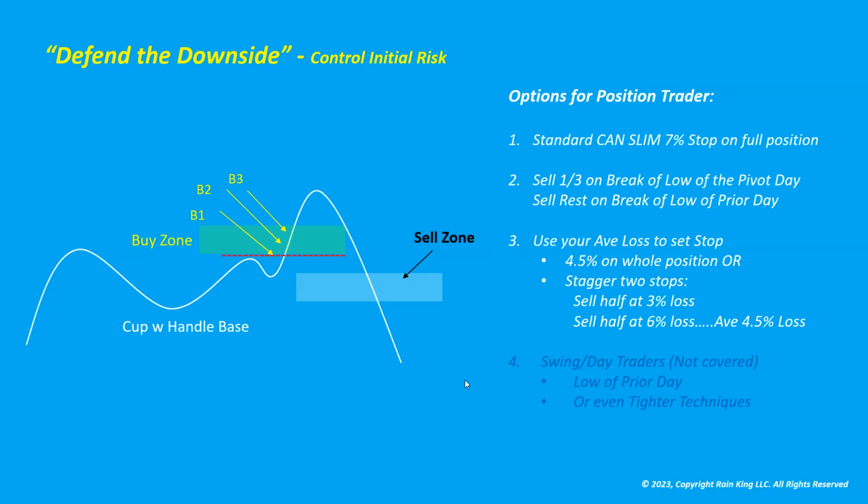The third is use your average loss to set a stop. So if you're a trader who typically experiences an average of 4 to 5% losses, you might want to make sure that your stop loss is going to be no more than 4.5%. And we can do that by staggering two stops. We can sell half at a 3% loss, and then we'll set our second stop at 6% loss. So it averages out to 4.5%. Those of you that are swing traders and day traders, which we'll not cover in this particular update, will probably use other more aggressive and tighter techniques to control your risk, whether it's a day trade or swing trade.